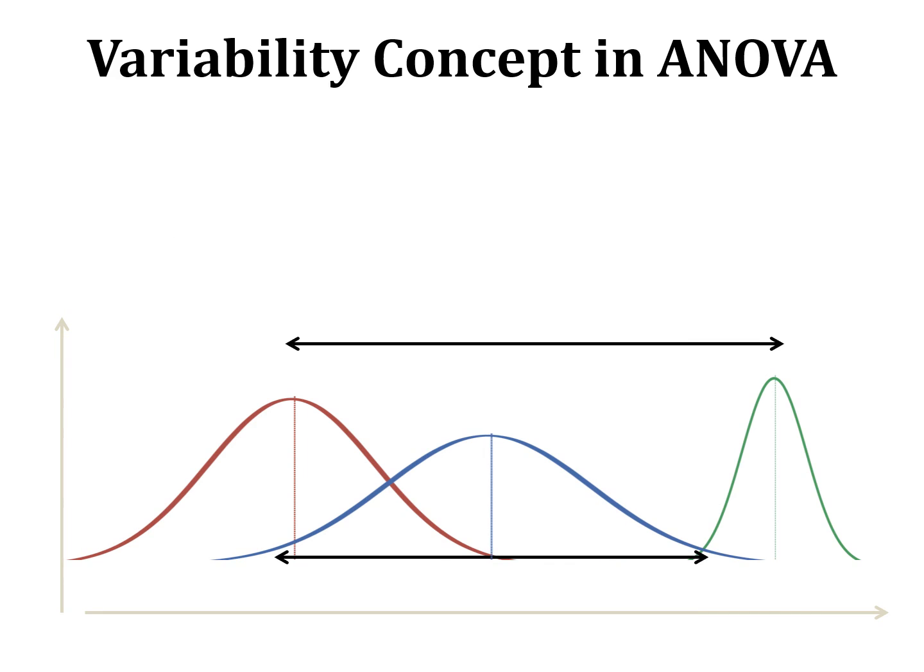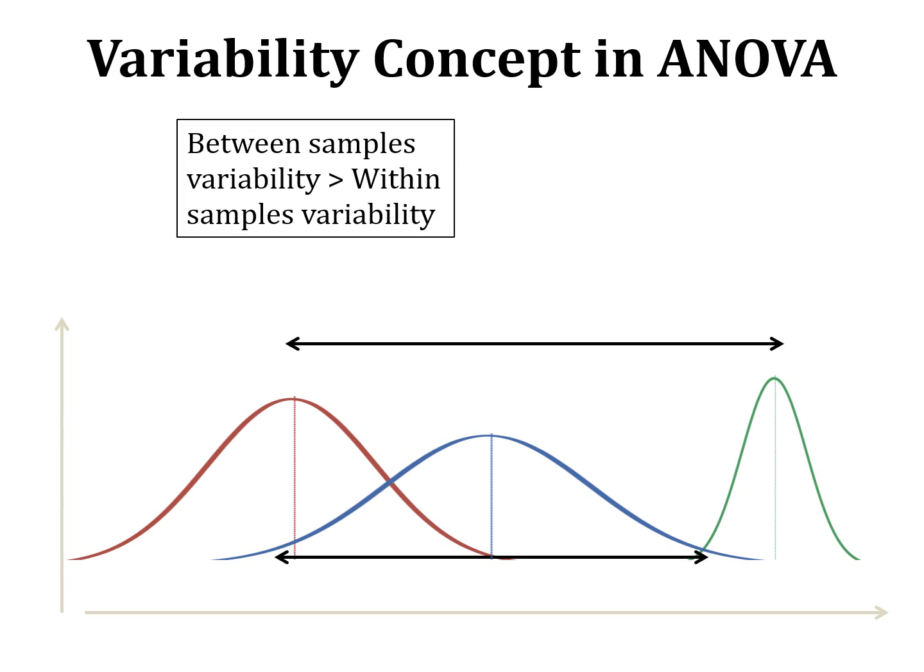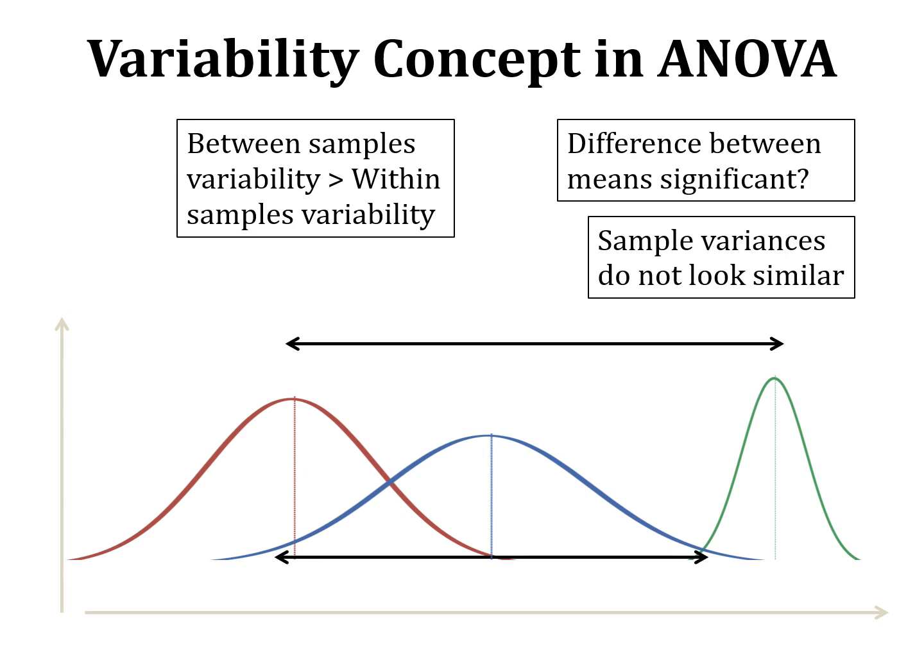Similarly here we have the between samples variance, which is greater, and in this case the sample sizes are also different, and their variances are also different. So again, we are not sure because the sample variances do not look similar to each other.